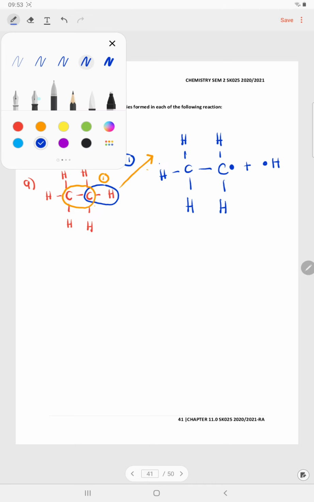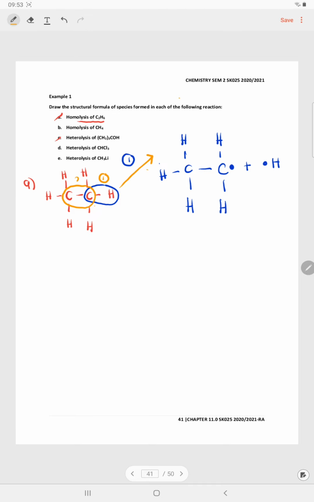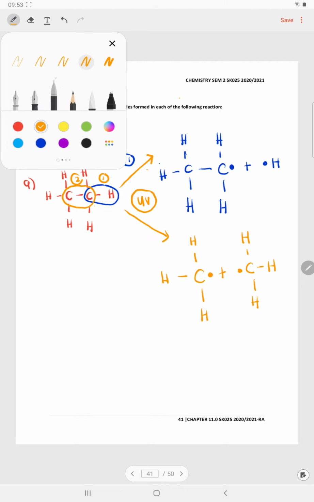If the second structure, number 2, homolytic cleavage can be formed and the product has an unpaired electron on the first carbon and an unpaired electron on the second carbon. So we call this homolytic cleavage, but this occurs only in the presence of UV. Okay, and what happens in equation C?